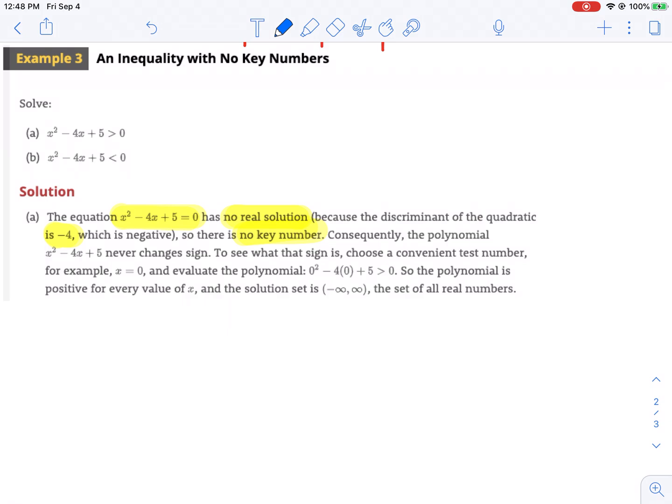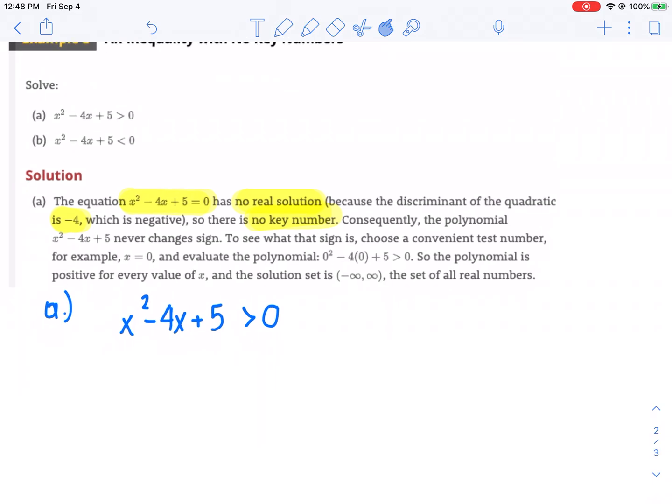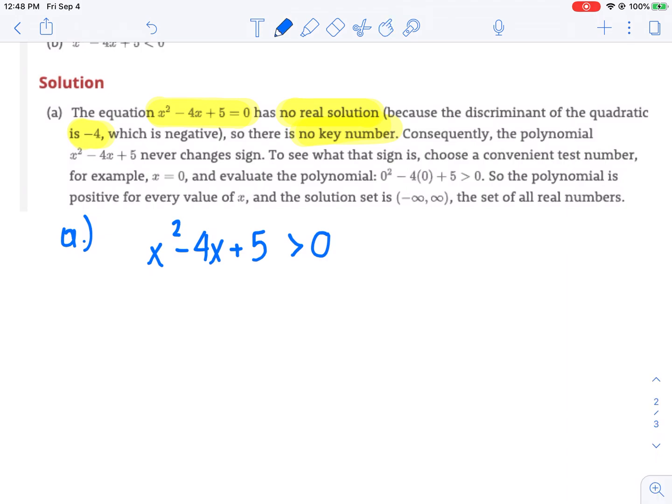Let's look at this for a moment. Let's explain everything that was written there. Let's treat this as a normal problem. Let's say greater than 0. We're doing part A, let's say. I don't have a GCF. I try to factor, but I can't find any factors of 5 that add to negative 4. So my only other option is my friend, the quadratic formula.